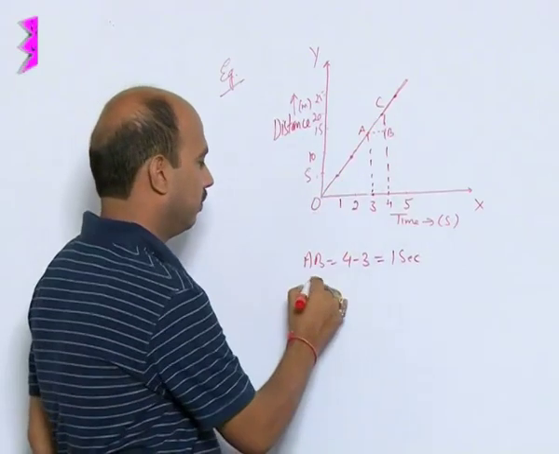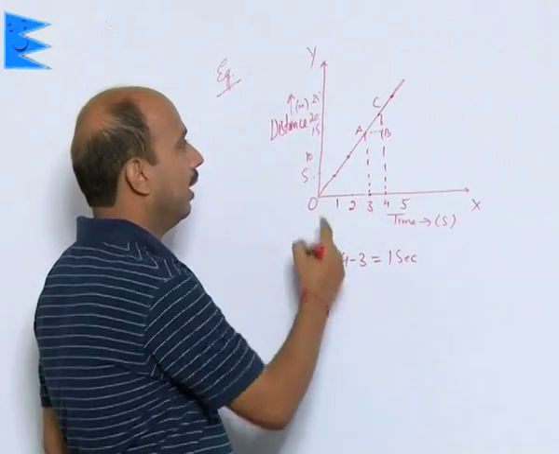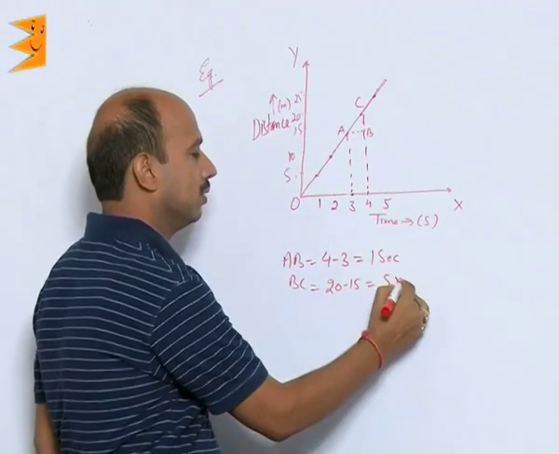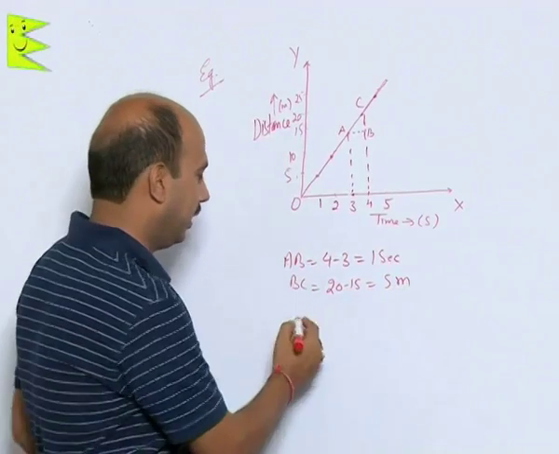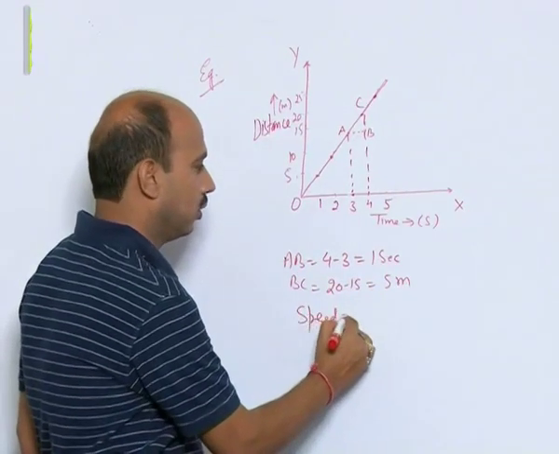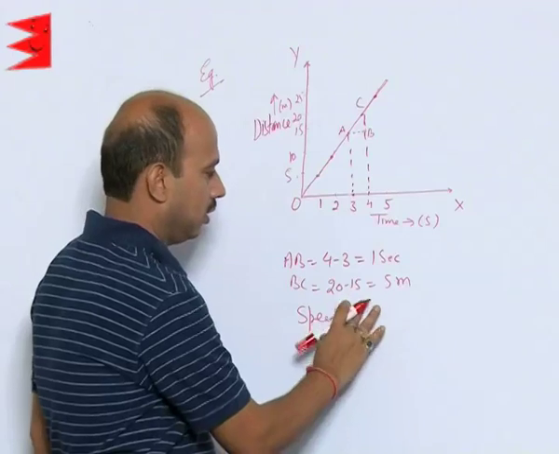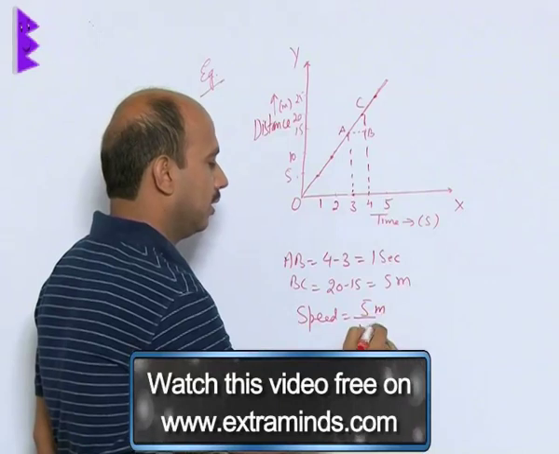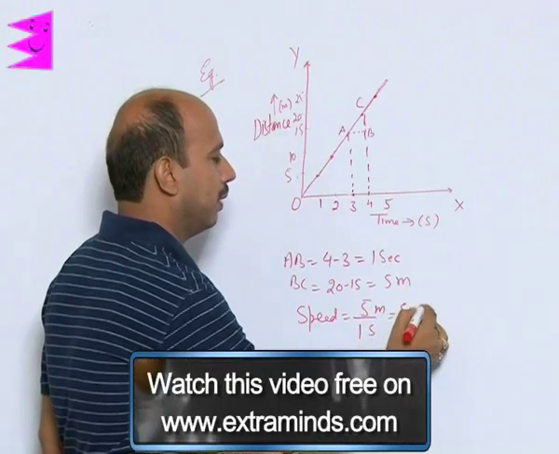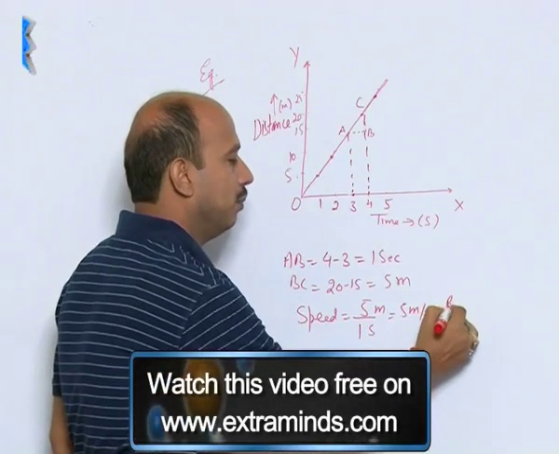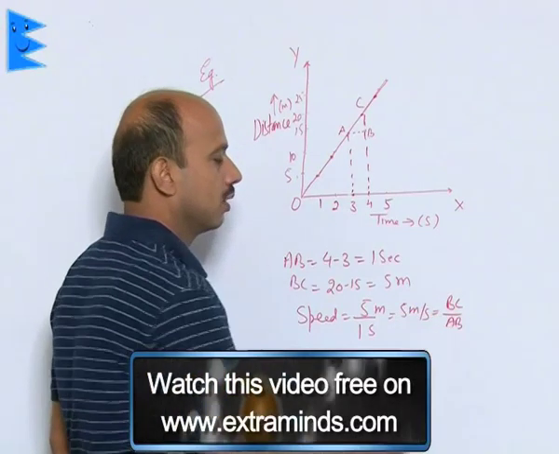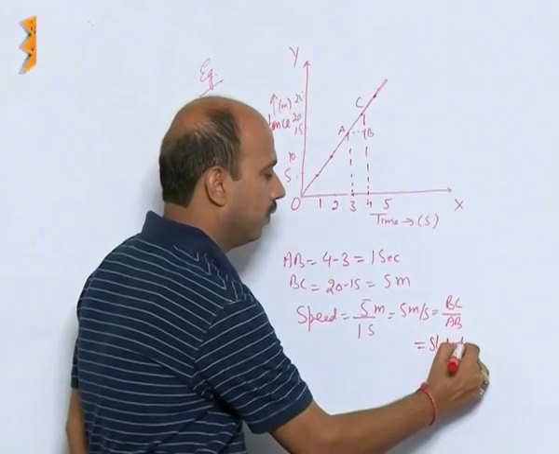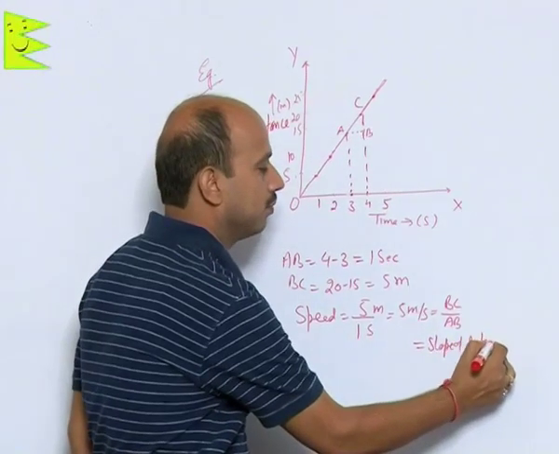BC is equal to, we can write 20 minus 15 meter, that is 5 meter. So now we can write speed is equal to 5 divided by 1, meter per second, is equal to 5 meter per second. This we can say BC upon AB, which is equal to the slope of the distance time graph.